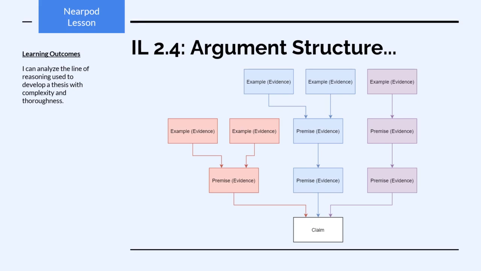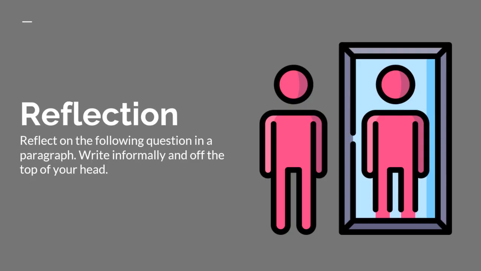So there's a lot of different shapes that this can take, but at its heart, we need to understand that a primary claim in an extended argument is usually supported by multiple lines of reasoning. But before we get too far into the lesson, go ahead and pause this video and reflect on the reflection question. Just write a paragraph, write informally and off the top of your head.